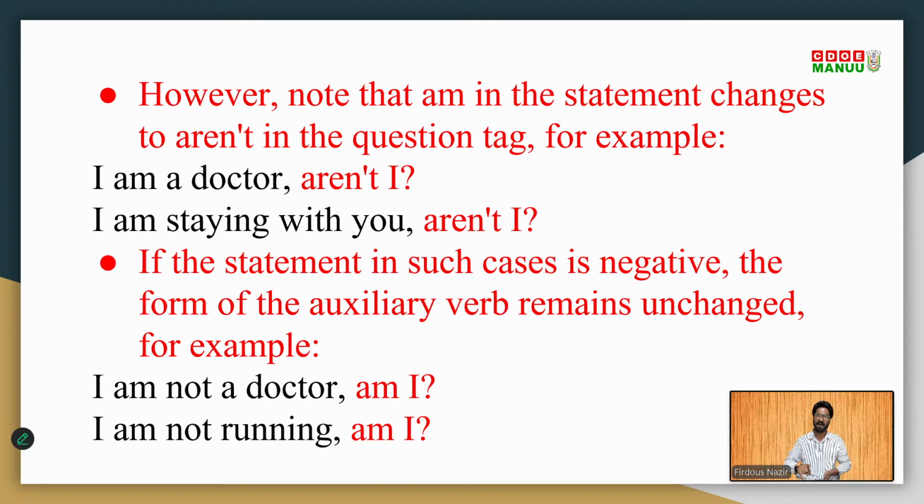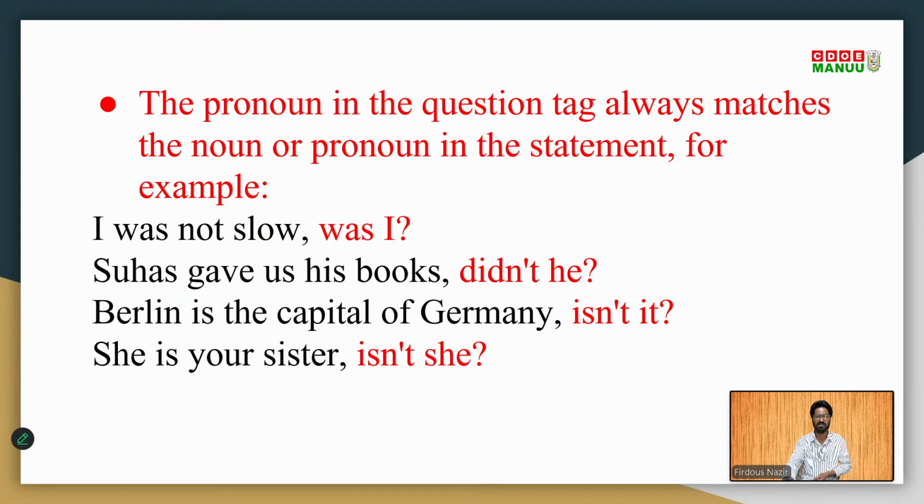So when we have a positive sentence, first person singular, and we have am there, am changes into are when we are adding a question tag. But if the statement is negative, am remains there as it is. For example, I am not a politician. Am I? I am not a pilot. Am I? I am not lying. Am I? So these are the ways when we have statements and we add question tags to them, to make questions out of them.